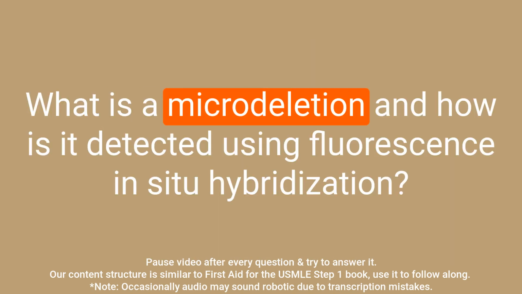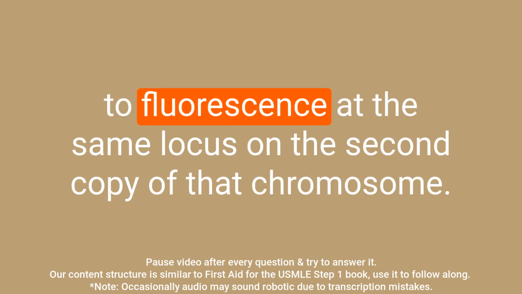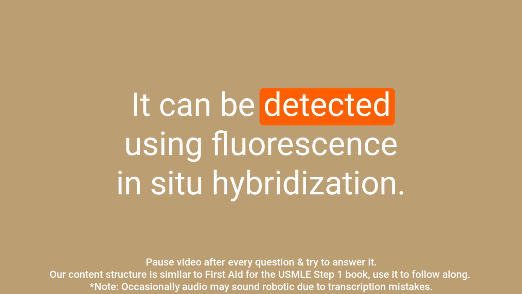Question: what is a microdeletion and how is it detected using fluorescence in situ hybridization? Answer: a microdeletion is a chromosomal anomaly where there is no fluorescence on a chromosome compared to fluorescence at the same locus on the second copy of that chromosome. It can be detected using fluorescence in situ hybridization.